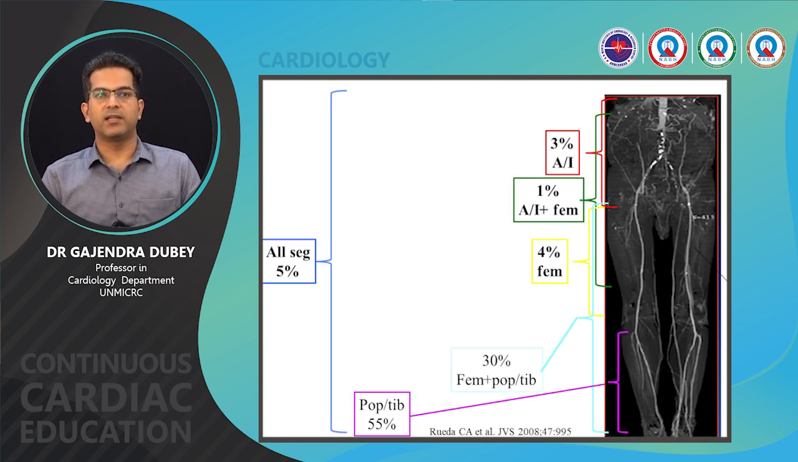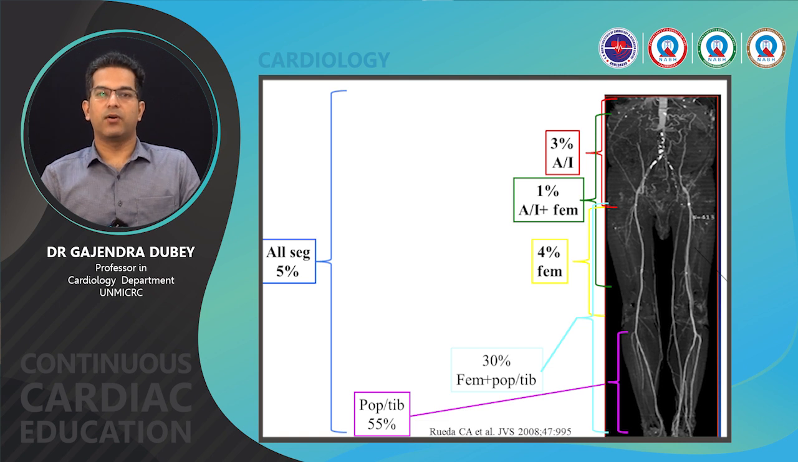If we look at the segments involved in patients who present with CLI, almost 5% of patients have multi-level disease, which involves all the segments extending from aortoiliac to below knee. Around 3% of patients with only aortoiliac disease can present with CLI. Around 1% of patients have aortoiliac plus femoral disease, and around 4% have only femoral disease and present with CLI. Almost 30% of patients have infrainguinal disease in the form of either femoral plus popliteal and tibial disease.